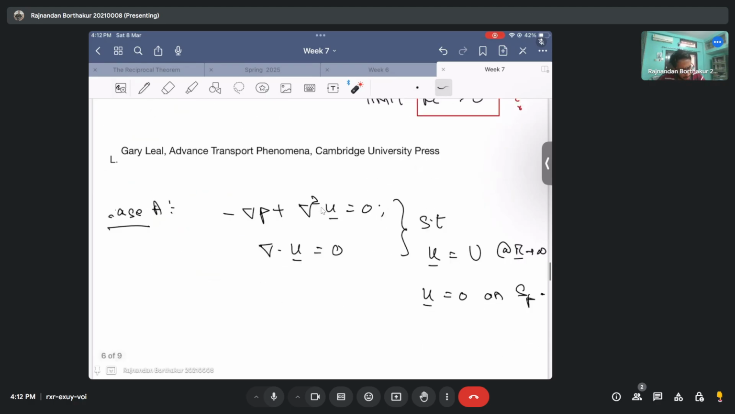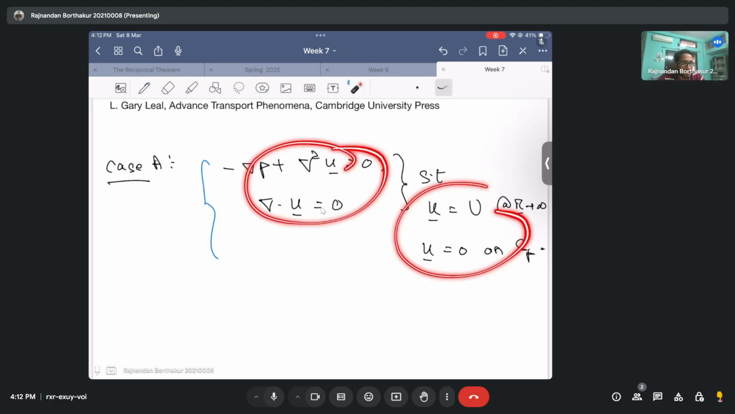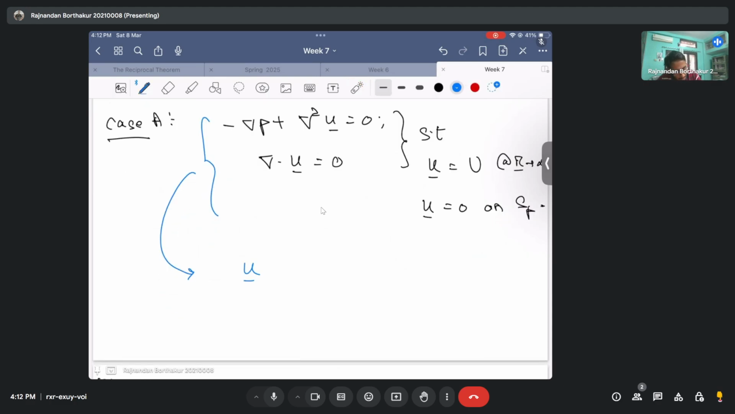Okay, now let's say for the time being that I know the solution. So what are the unknowns here? The unknowns here are the velocity field u bar and pressure. Okay, and let's say by some means using these two boundary conditions, I solve these two equations. That is the momentum, the creeping flow equations, and the continuity equation. And I say that I obtain the set of unknowns u bar and p bar.